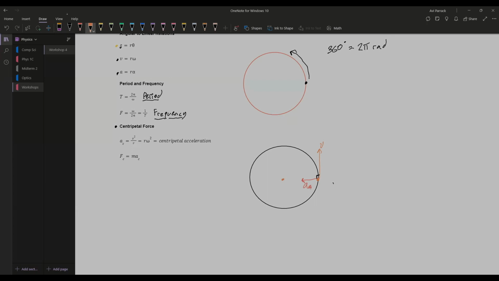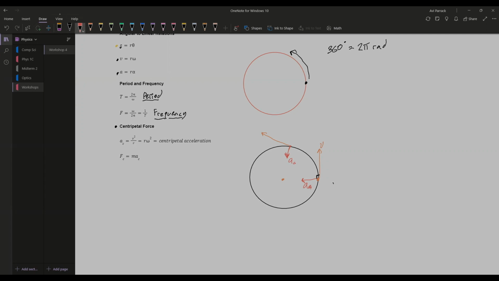So we move a little ways, we continue on. Our velocity has been redirected. Now it looks kind of like this. Our center-seeking acceleration is still keeping us along the path of that circle, a_c.